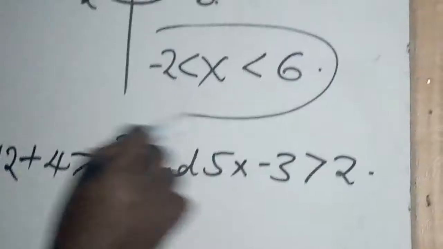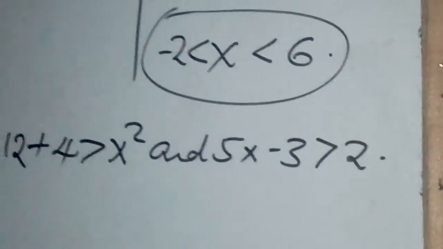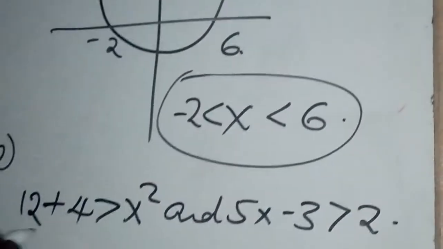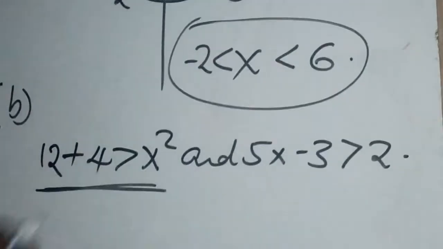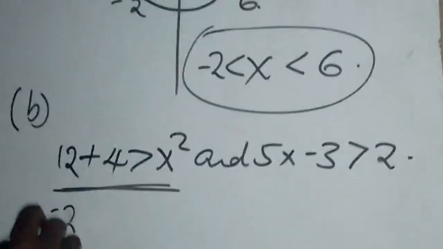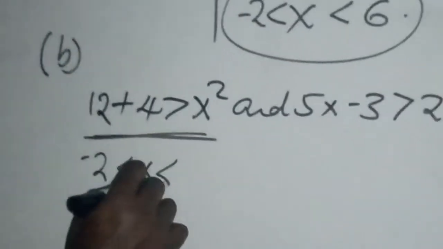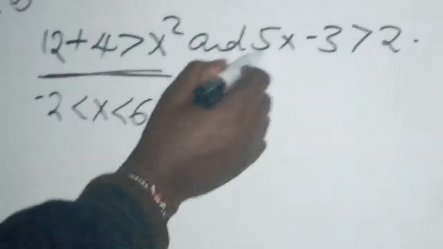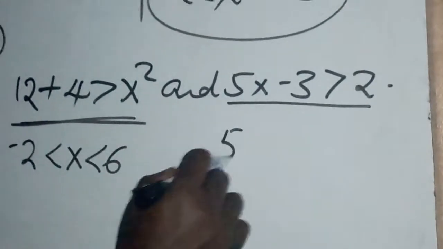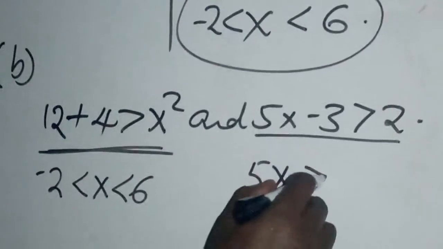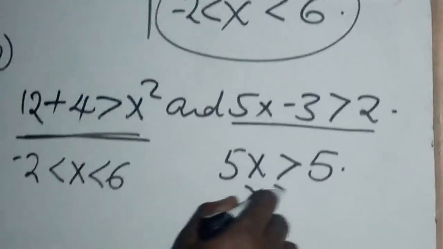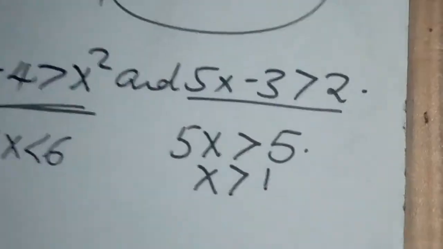This is the solution for example 10 part A rather, and we are supposed to have solved this inequality. So the solutions to this is here. X is greater than -2 and less than 6. It is this part we need to solve, whereby this gives us 5x is greater than 5. And this tells us x is greater than 1.